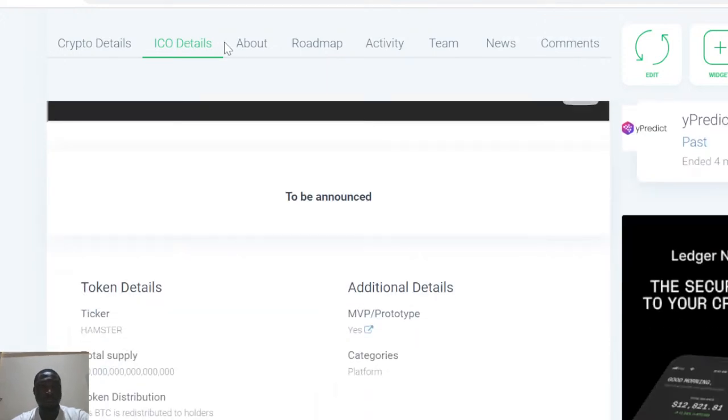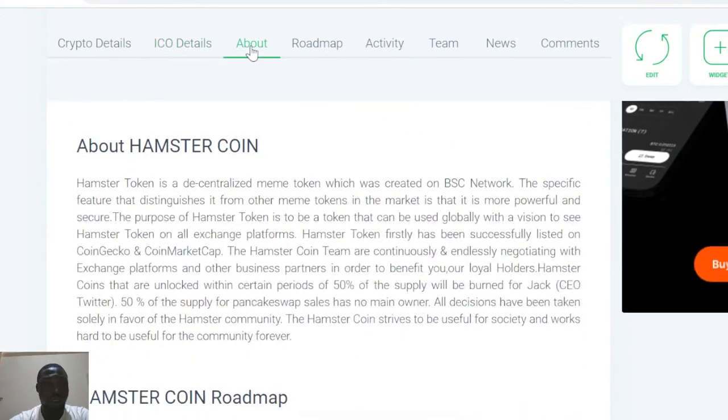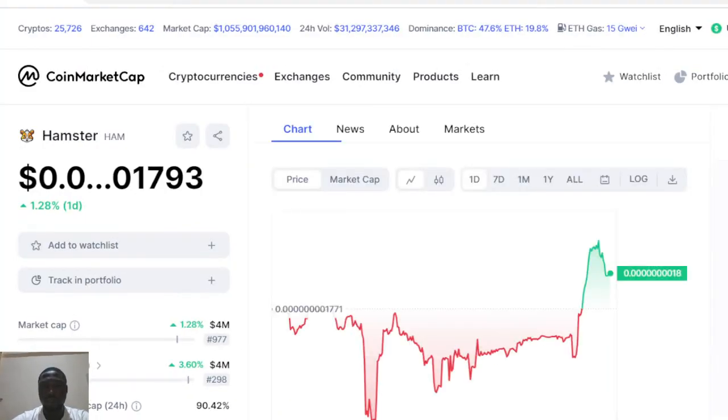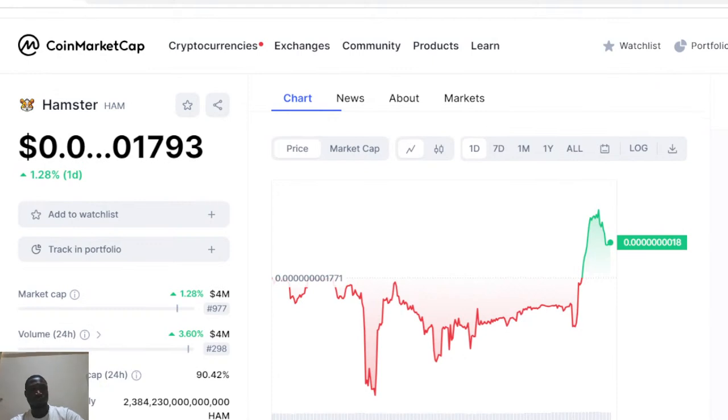So we also have the details about what it is really all about. Let's go to CoinMarketCap to get more understanding about what this project is actually all about.